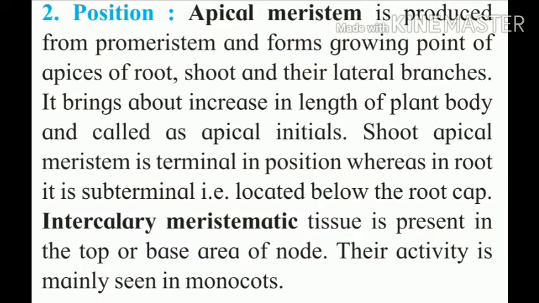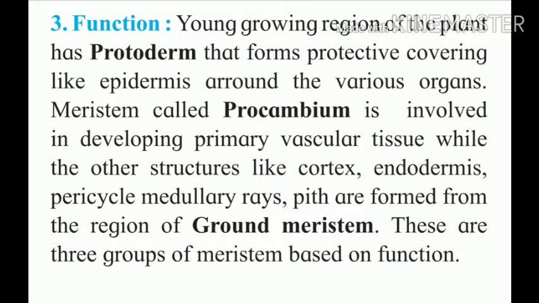Let us see about the positions. Apical meristem is produced at the tip part, that is at the upper part of the root and the shoot, while lateral meristem is increasing the girth of the plant, while the intercalary increases the length.